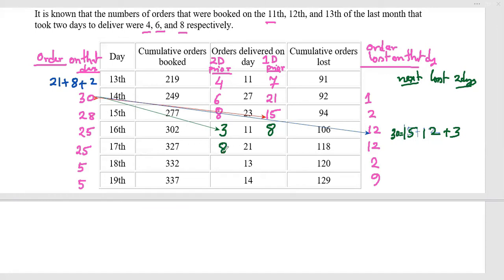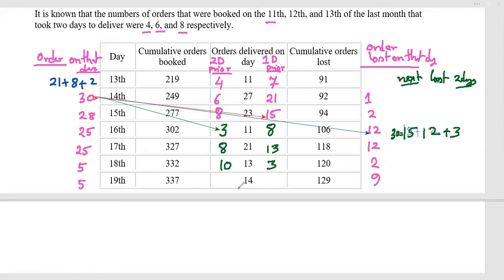In this way, we need to go on filling. Once 8 is there, 21 minus 8, that means 13 would be 1 day prior order. And 13 is coming from 25. So out of 25, 13 is here and 2 is here. That means 15. So 10 would be in this location. In this way, we need to go on filling.